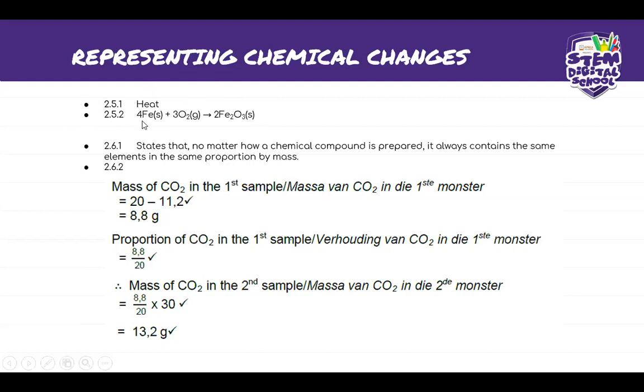So 5.5.2, where it says balance the chemical equation, here we have it: Fe plus O2 gives you Fe2O3, right? To balance out the chemical equation, you add a 4 in front of the Fe, you add a 3 in front of the O2, and you add a 2 in front of the Fe2O3.